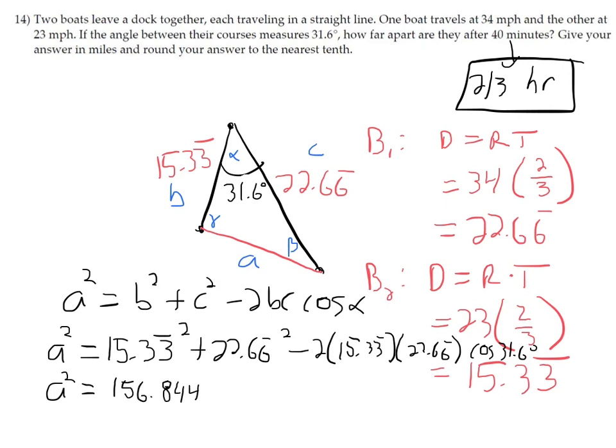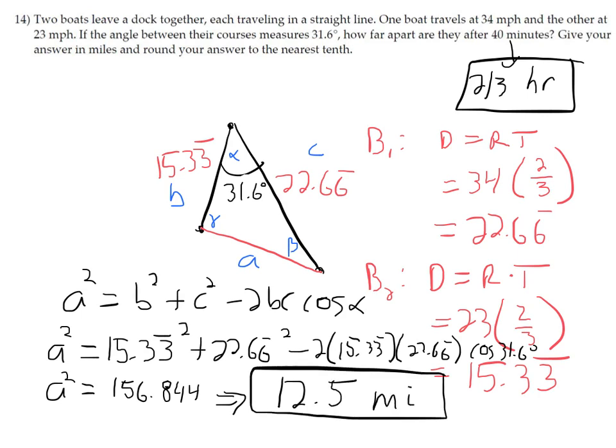156.844 stuff, and then we square root that, and we get our final answer, 12.5, rounded to the nearest tenth. I have 12.523, so I'm going to do 12.5, and we're in miles. That is how far they are apart after 40 minutes. Excellent.